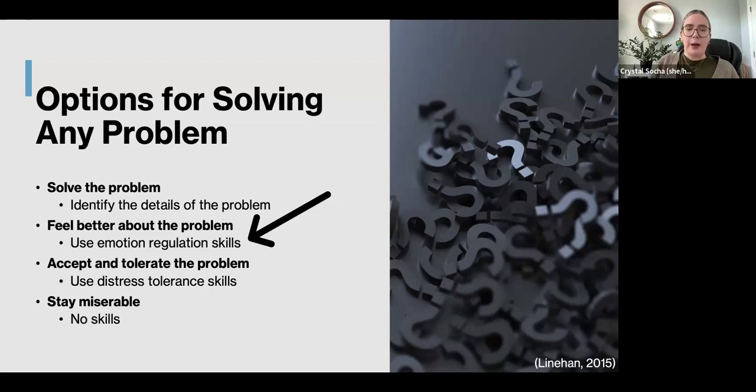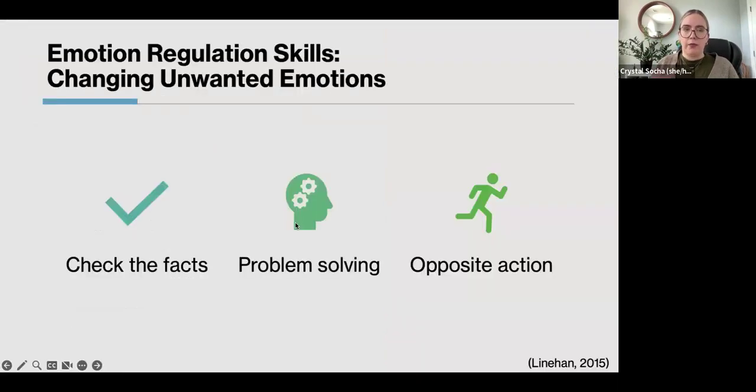So they can solve the problem by changing the situation. If there's a way to solve it, they can find a way to feel better or change their emotional response. They can accept and tolerate, which we talked about last week, is this radical acceptance piece, radically accepting the situation for what it is. And then staying miserable or making things worse, not using any effective skills.